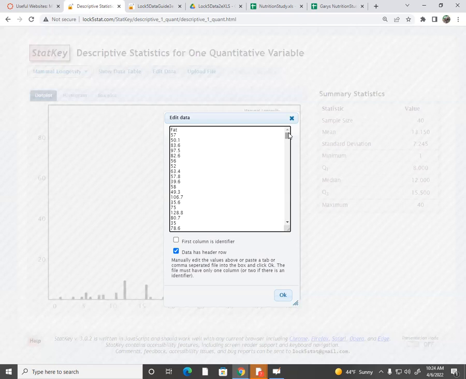Let's just double check some stuff. I unchecked the box that says I have a first column of identifiers. I do not. It's supposed to be unchecked. That's good. Next box says check, data has a header row. Does my data have a header at the top? Yeah, it says fat. If you didn't copy the word fat, then make sure you uncheck data has a header row. Otherwise, it'll take the first number and say, oh, that's the name of this data, which is bad. Okay, all right, I'm good.